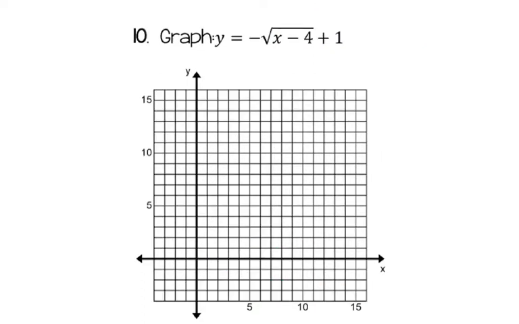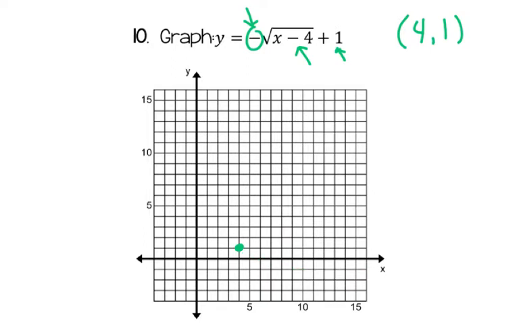Okay, number 10, look at what we have. We have a reflection. What does that mean? So my vertex, or our initial point, will be at positive 4, positive 1. So I'm going to go over to positive 4, positive 1. This will be where I start. Now, if it wasn't a negative right there, I'd be going like that. But there is a negative, so I'm going to be going like that.